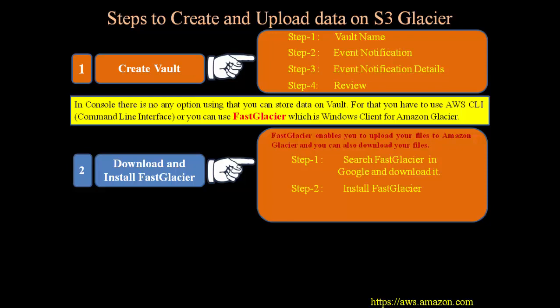After completing both steps, once you have successfully installed Fast Glacier, we have to create one account. Inside the account we have to provide two values. One is the access key ID and the second one is the secret access key. We have to provide both values to create a new account in Fast Glacier. But how can we get both values? For that we have to follow step number 3.